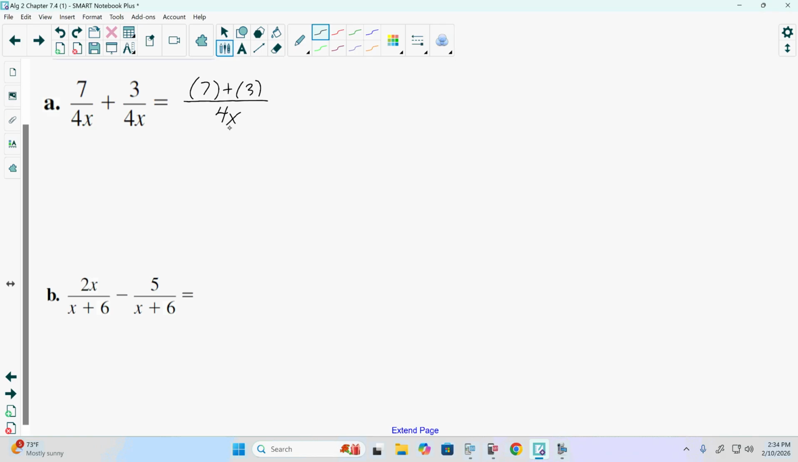Now, we don't necessarily need the parentheses, because when we're adding two terms, we're not having to worry about signs changing or having to distribute a negative. It's really just 7 plus 3. And 7 plus 3 is 10.